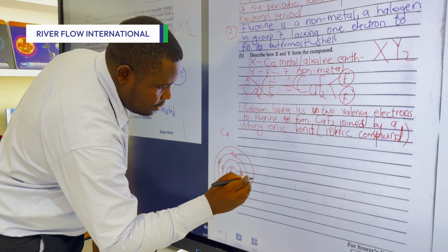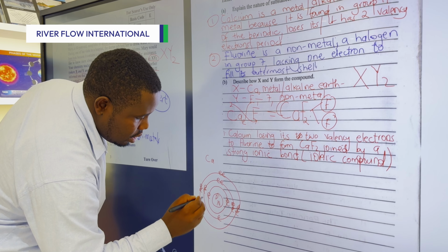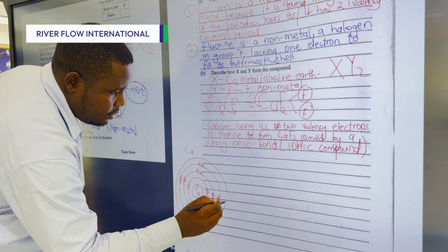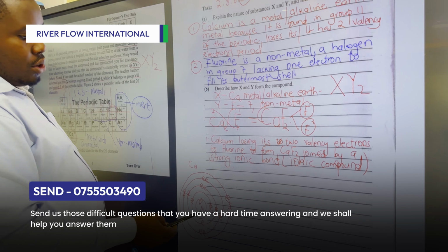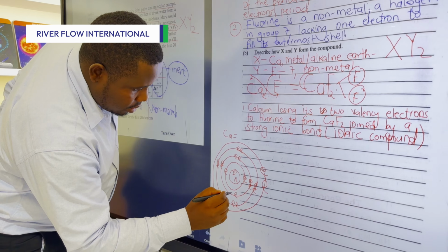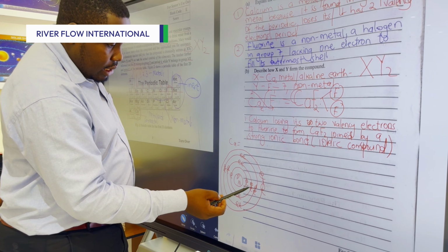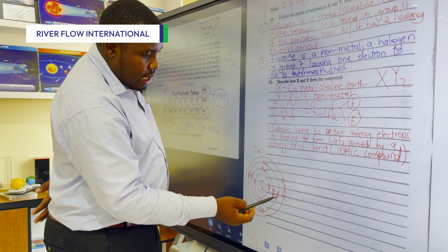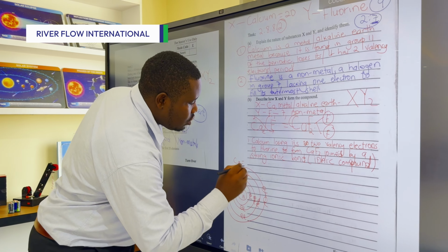The third energy level will also take 8 electrons. And then the last energy level will also take 2. So I have 2 plus 8, 10, plus 8, 18, plus 2, 20. So we have 2 plus 8, which is 10, plus 8, which is 18, plus 2, which is 20. Now, this is 20.